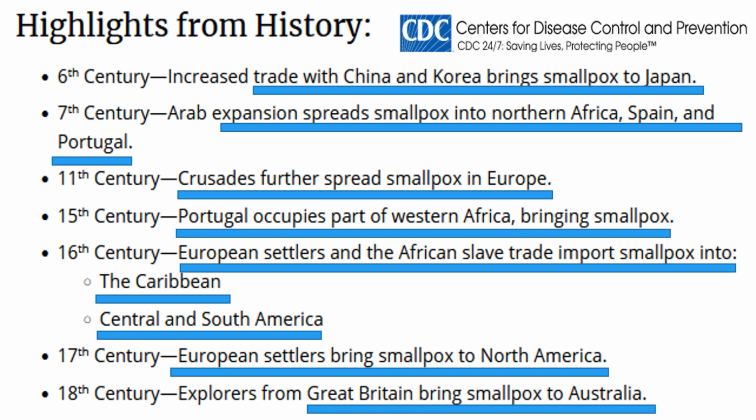And so it's not clear that, for instance, the Chinese and the Koreans spread the smallpox to Japan, because you have individuals in different parts of the world traveling at different times. But this is the scenario that is painted based upon this timeline here. And so again, you have Portugal occupies part of Western Africa, bringing smallpox. This is also the time that Portugal and Spain were traveling into the Americas. And so you also have here 16th century European settlers and the African slave trade import smallpox into the Caribbean, Central America, and South America.